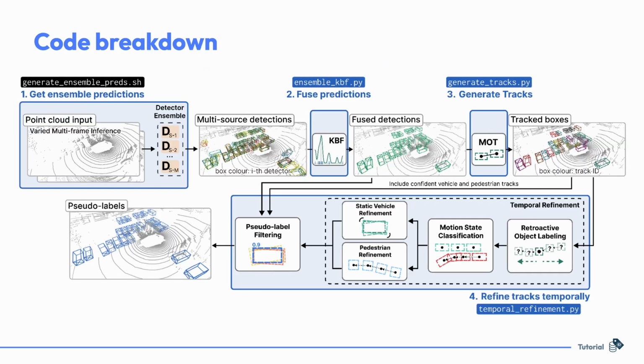So just a quick code breakdown. We mainly break this into 4 pieces. The first is just a bash script that can generate a whole bunch of predictions from different models. And then we have 3 main Python files that fuse all the detections, generate the tracks, and then also refine the tracks, including the last part where we do the non-maximum suppression and the pseudo-label filtering. So for this tutorial, we just import the key functions just to give a general idea.